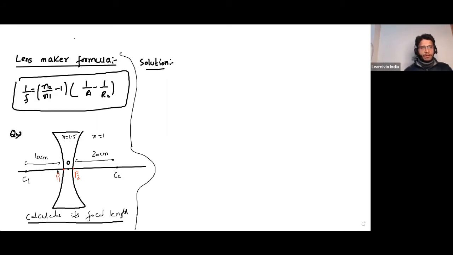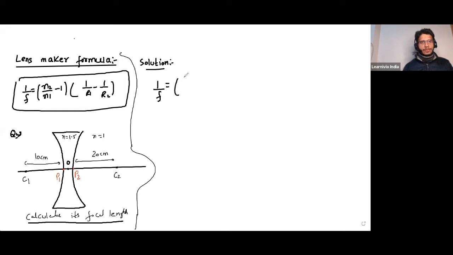So it's a double concave lens. The radius of curvature of one surface is 10 centimeter, another is 20 centimeter. The refractive index of the medium of the lens is 1.5 and that of the surrounding is 1. Just calculate its focal length. It's a simple formula-based numerical on the lens maker formula. Okay, so this is the equation.